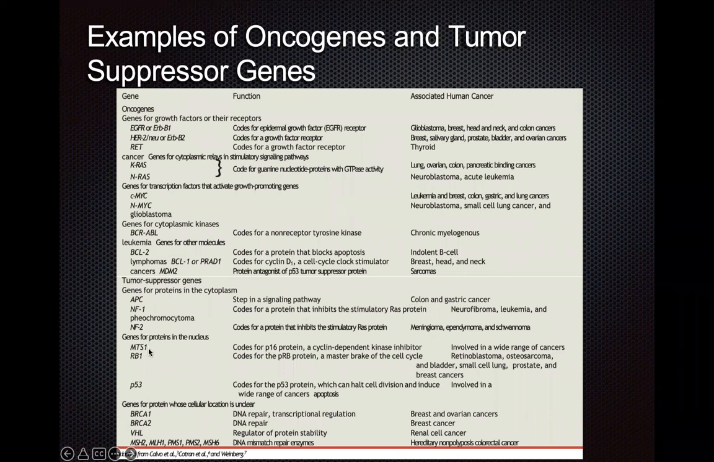Or else, genes for proteins in the nucleus, for example RB1, which codes for the pRB protein, a master brake for the cell cycle. If RB1 is mutated, there is no master brake for the cell cycle, which means the proliferation is uncontrolled. The cells become bigger in size or greater in amount, and it leads to retinoblastoma, osteosarcoma, and bladder, small cell lung, prostate, and also breast cancer.